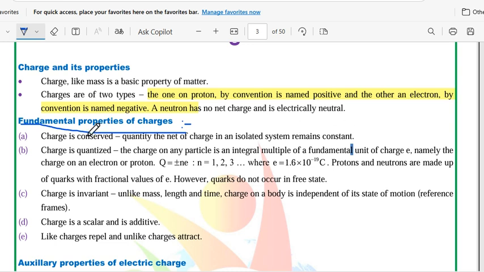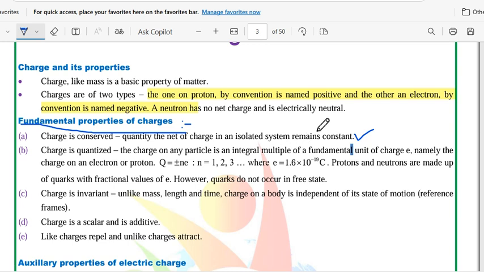See, the charge is conserved. What do you mean by conserved? The net quantity of charge in an isolated system remains constant. The first and foremost property of charges is that charge is conserved. The algebraic sum of total charges, or the net charge in an isolated system, remains constant.